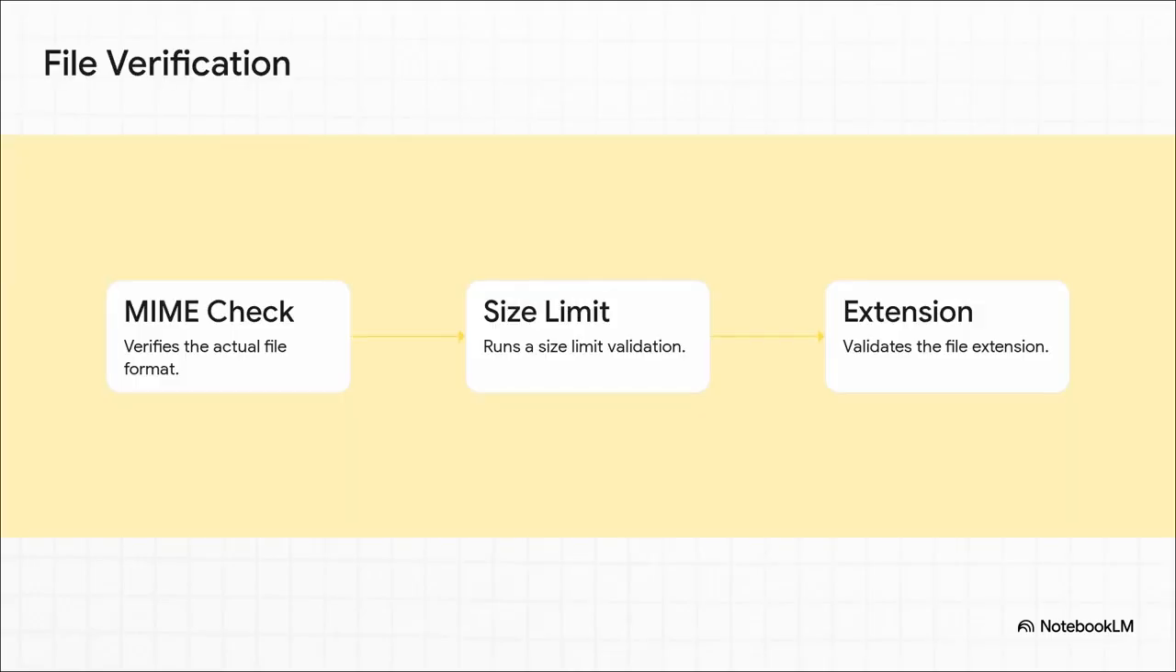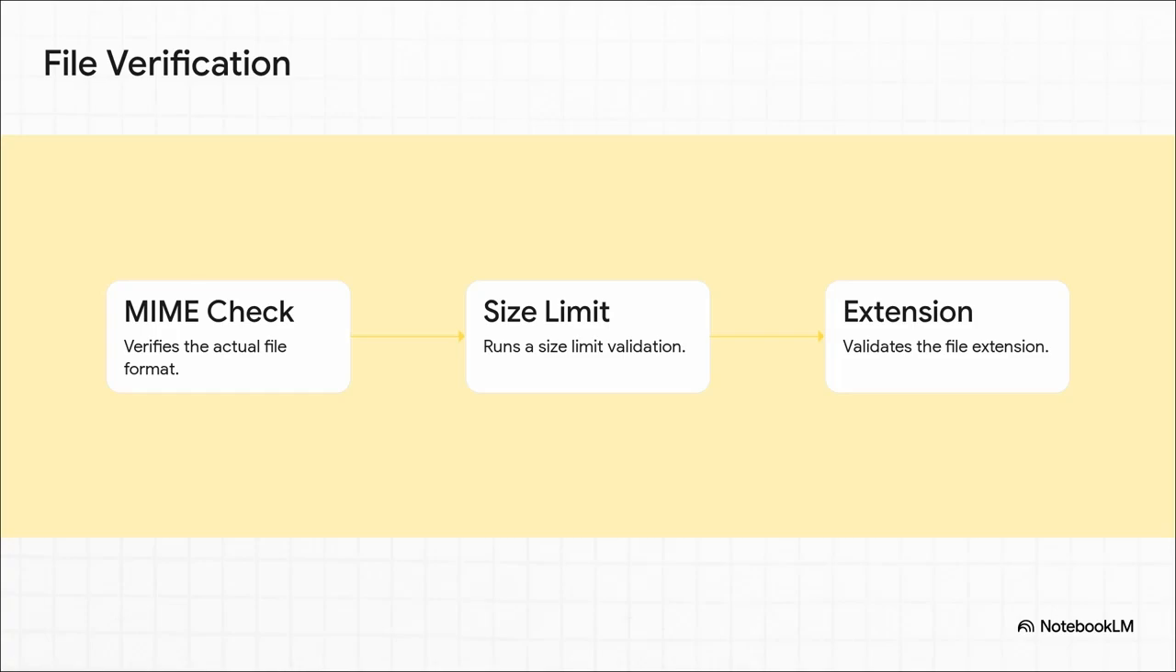And what about when users actually need to send you a file? Well, Securiane uses this incredibly strict, step-by-step secure file upload verification process. It doesn't just blindly trust what a file claims to be. First up, it performs a MIME type check to verify the actual file format. Then it runs a size limit validation, followed by a strict extension validation. This three-step checkpoint acts as the ultimate barrier against malicious exploits that might try to sneak in through a seemingly harmless attachment.